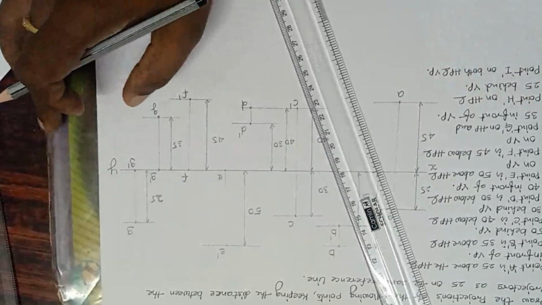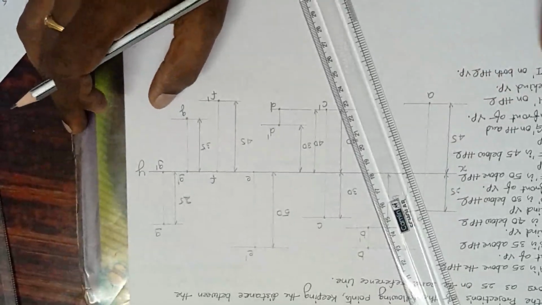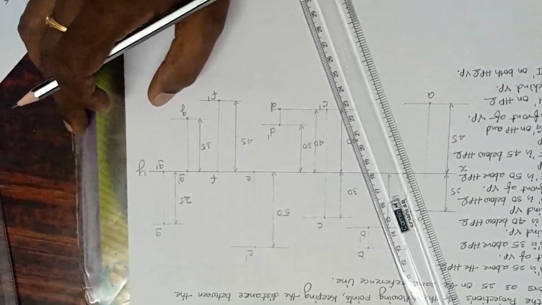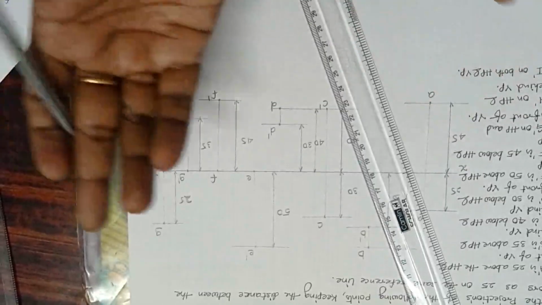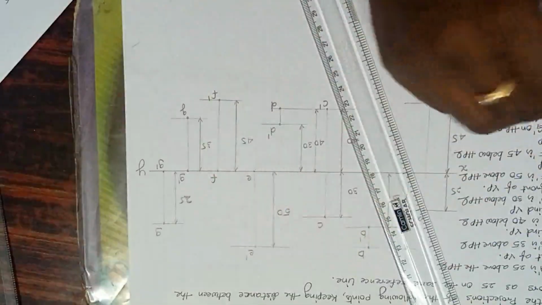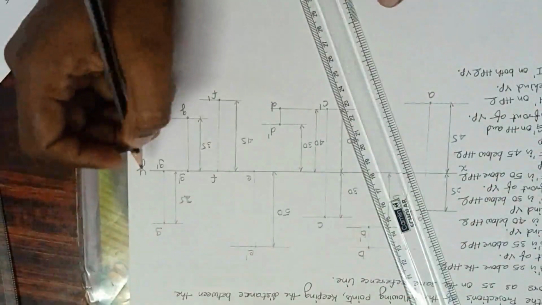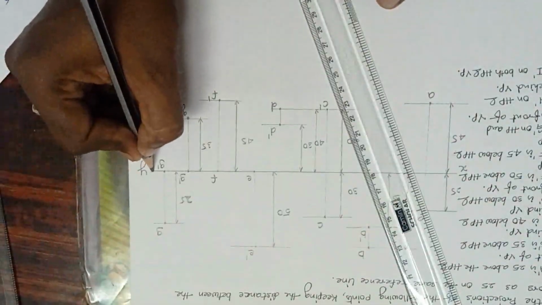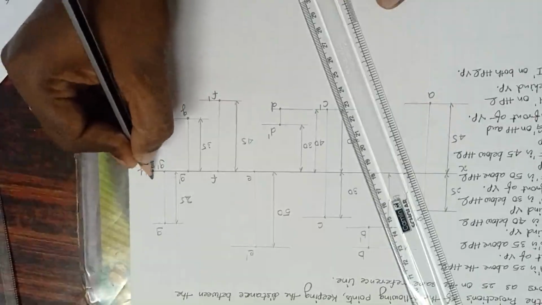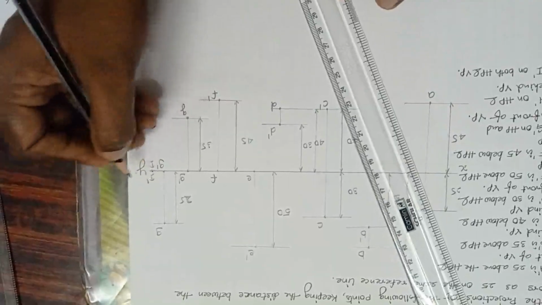Okay, now the last point. Let us check the last point. Point I is both on the HP and VP, which means on the reference line. The distance from the HP is 0. From the VP the distance is 0. So I'll put it here itself. This is I and I dash. This is the common line.